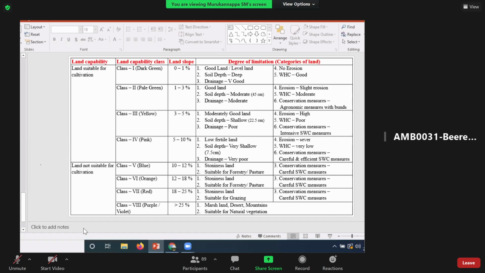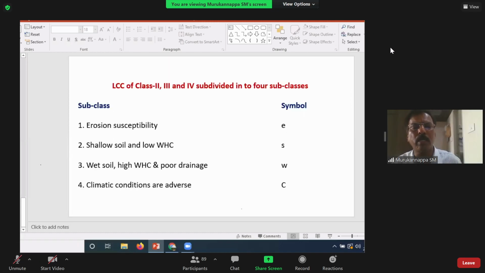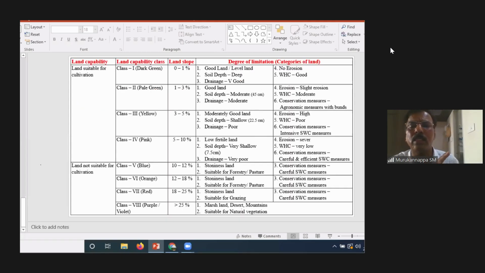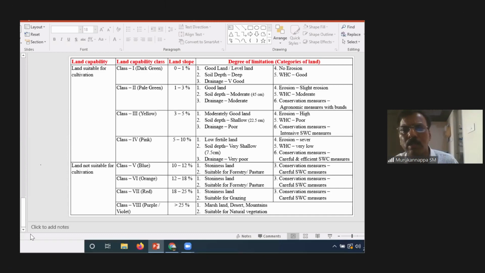Okay. So the last slide of today's class. Whatever the classes we have here, see here, class 1 needs absolutely nothing because it is 0 to 1%. There was not much of any problem.